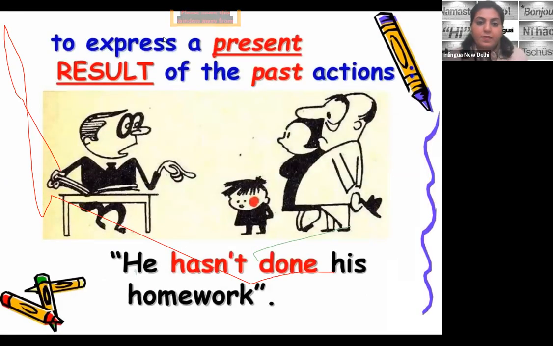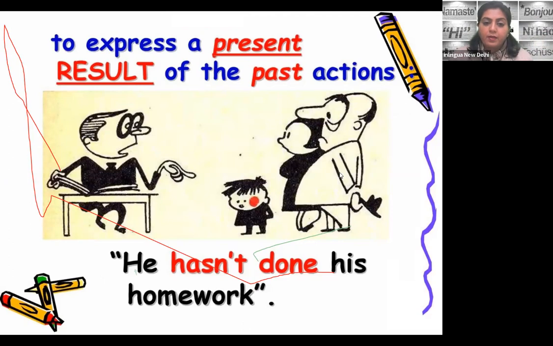All right. Now you also use the present perfect to express a result of the past action. We already discussed this, but let's look at some more examples. He hasn't done his homework. So what is the result of the past action? He hasn't done his homework, meaning he did not start doing his homework earlier. What is the result? His homework is not complete because he has not done his homework.